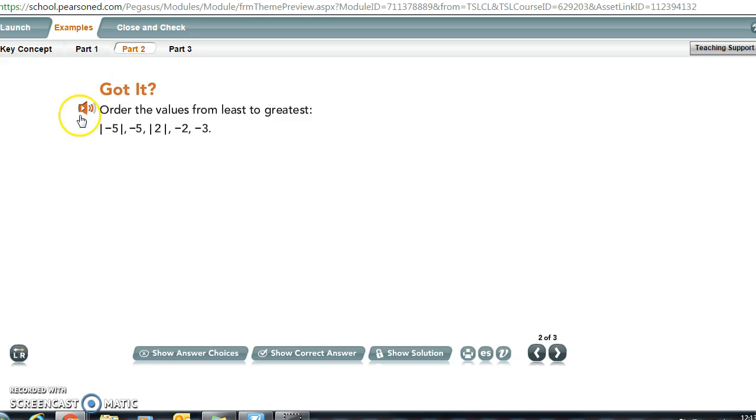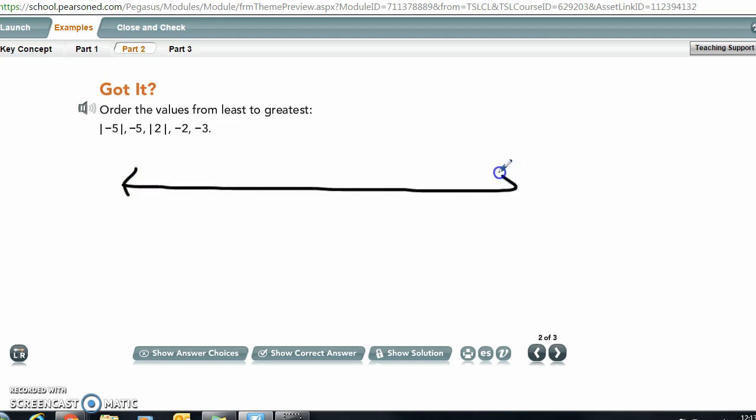And I would like for you to go through and try this one on your own. Order the values from least to greatest. So the absolute value of -5, the absolute value of 2, -2, -3.